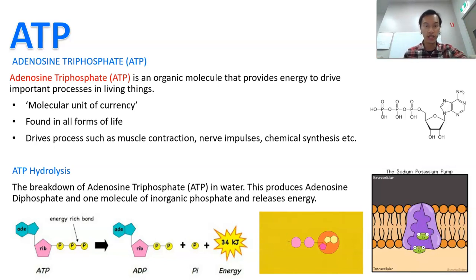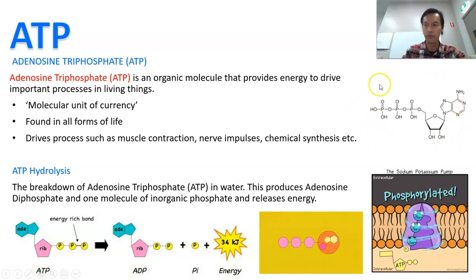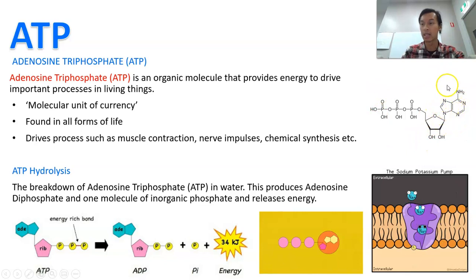And they drive processes such as muscular contraction, nerve impulses, which is, by the way, how you think, and also things like chemical synthesis and chemical reactions in the body. Here is a chemical structure of ATP, and if you are very much interested, you can see the adenosine molecule is this particular part here.